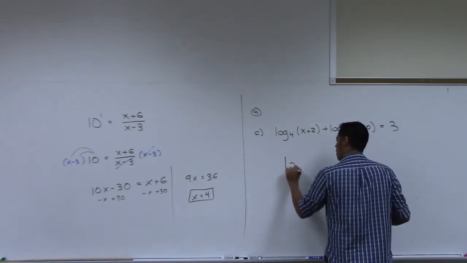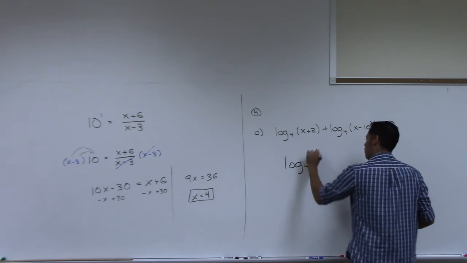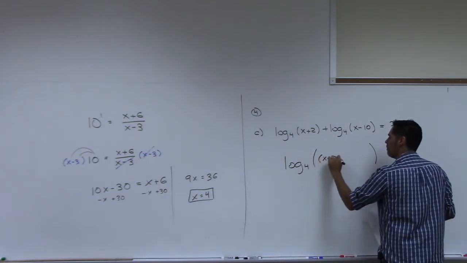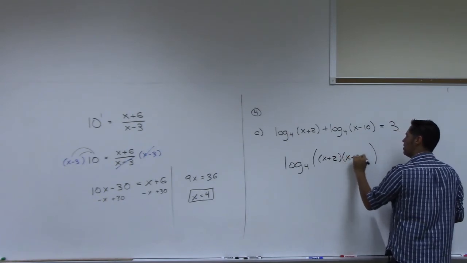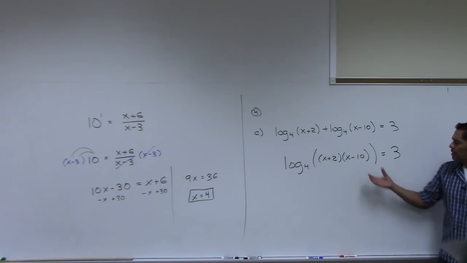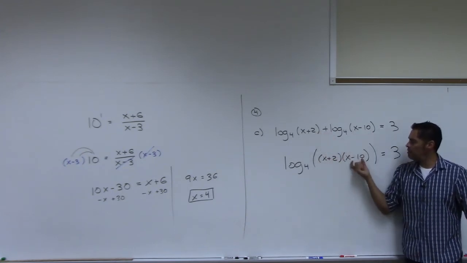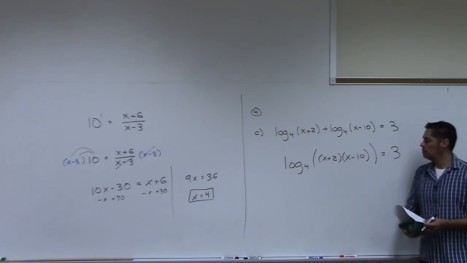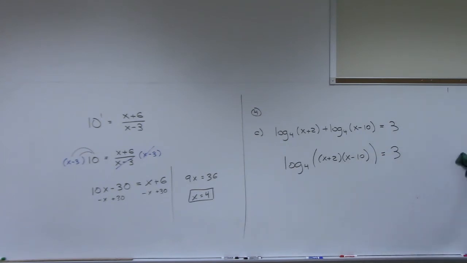So this can become log base 4. And then watch what I put here. I'm going to take x plus 2 and multiply times x minus 10. And that must equal 3. So I've given myself some room here to write down this one and this one. And on my next step, I'm actually going to multiply this out. Although I don't have to multiply this at this point. I can wait. What can I do next before I multiply those together?